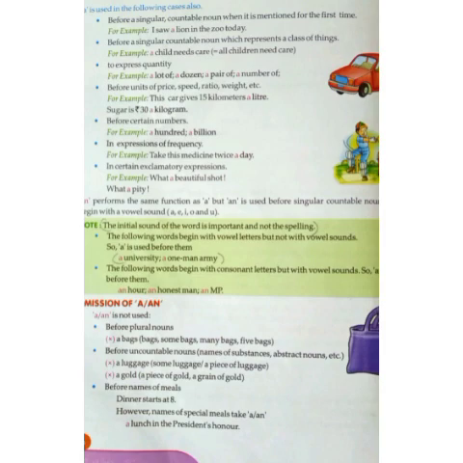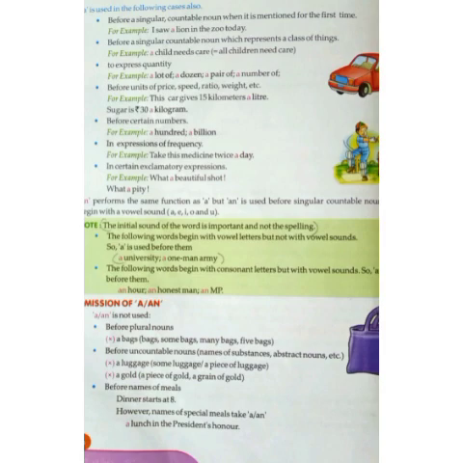So basically, as discussed in the last class, generally there are 8 uses of a, out of which we have discussed 4 in the previous class. So let us see today the remaining 4 uses of a. The next one is that we use a before units of price, speed, ratio, weight and so on.